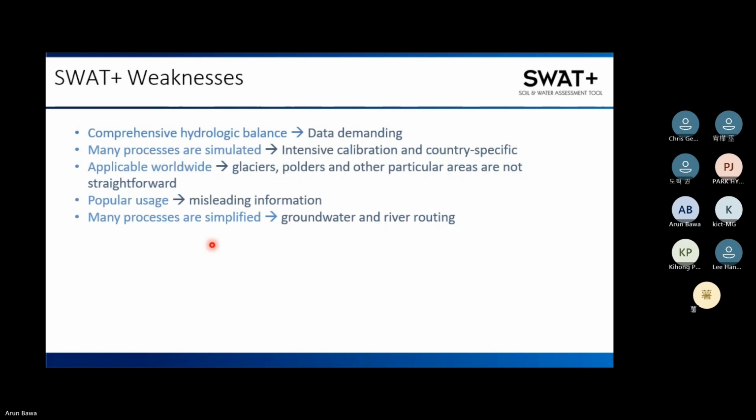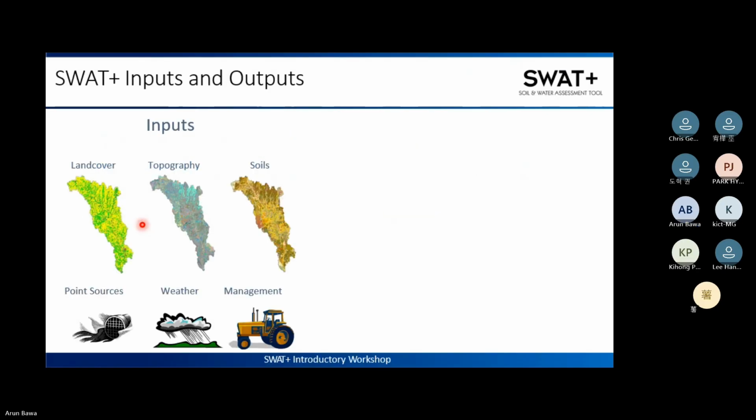And as I mentioned, many processes are detailed from the hydrology perspective, but from other application perspectives, those are not that detailed. Like the in-stream processes. So that is one of the weaknesses.